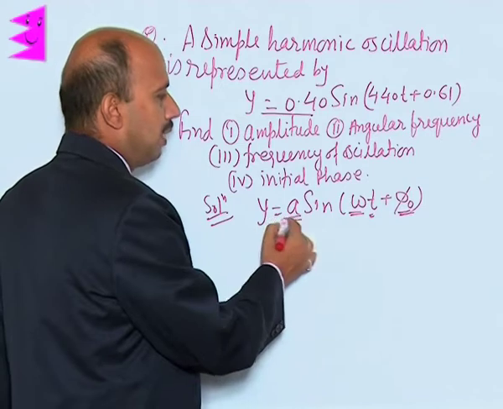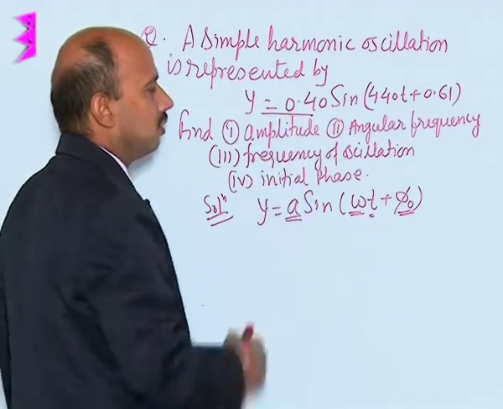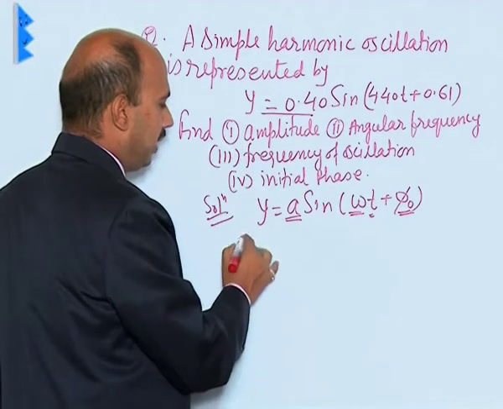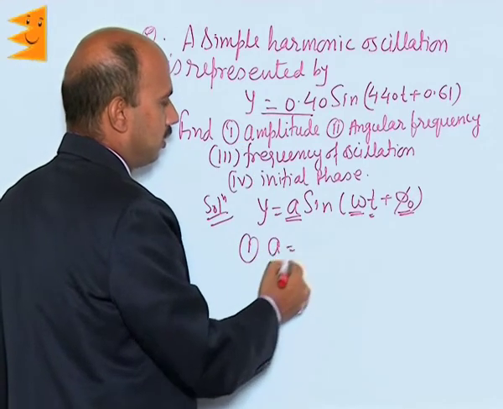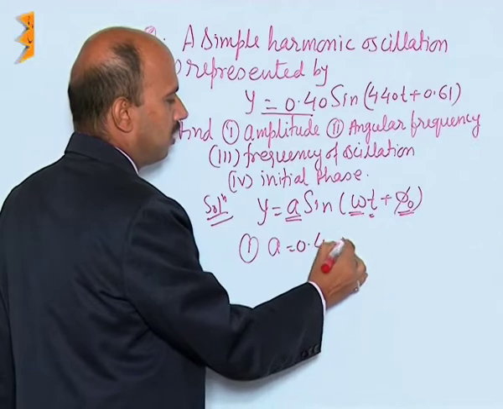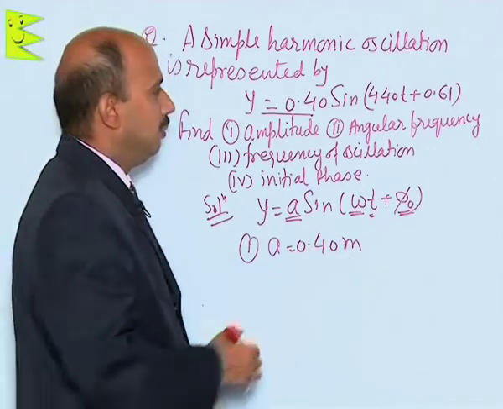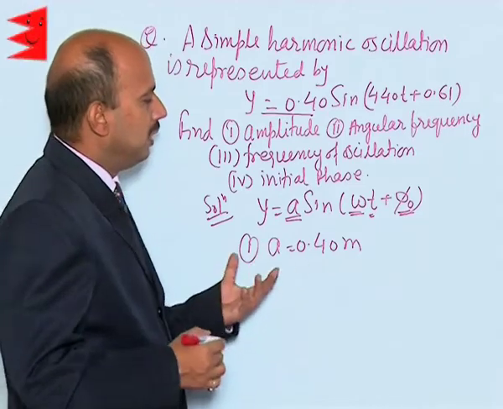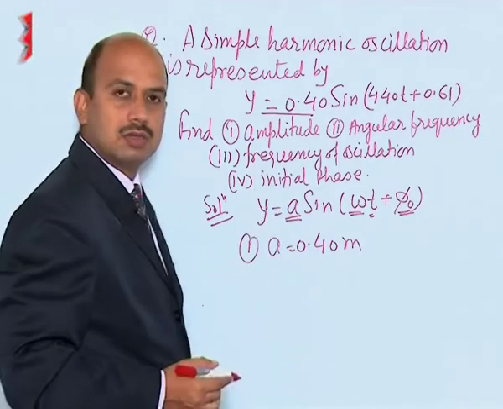So, if we compare this equation with this, we find the first one, amplitude, we can write A is equal to 0.40 meter. If it is in meter, so the amplitude is equal to 0.40 meter. Without solving you can get it.